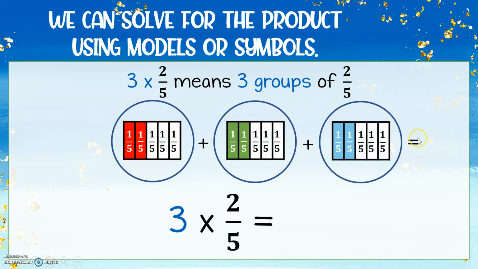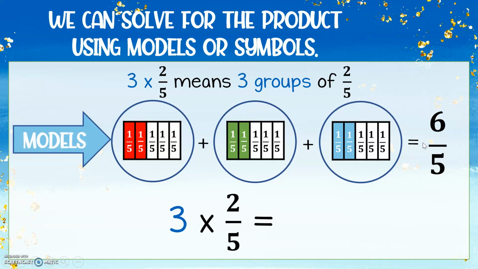Now to get my product, I'm going to count the number of fifths shaded. 1/5, 2/5, 3/5, 4/5, 5/5, 6/5. So our answer should be 6/5. Now that would be how we would solve with models.